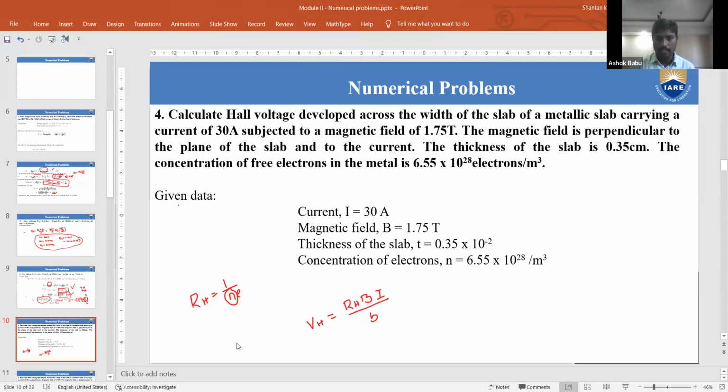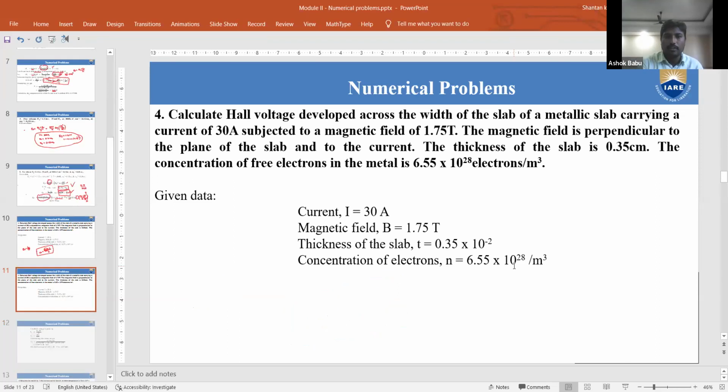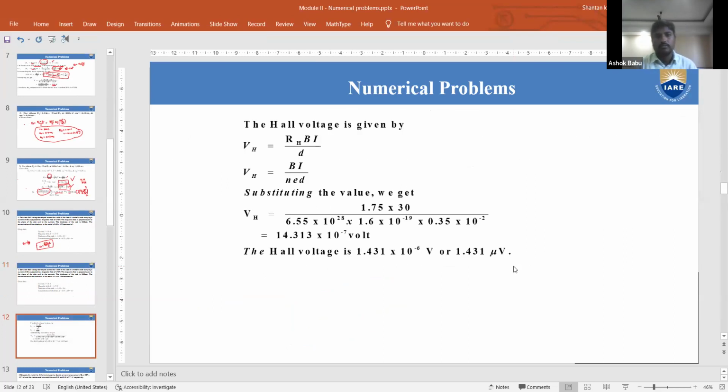RH is not given directly. That's why use this formula RH equals 1 by N into E. Find out RH first of all. After that, using this formula, find out the Hall voltage developed across the material. Is it clear, Amma? The electron concentration is given, 6.55 into 10 power 28. Current is given directly. Magnetic field is also given, 1.75 Tesla. Thickness of the slab is also given. So directly substitute in the formula to find the Hall voltage. Instead of RH in the formula, I have taken directly N into E.